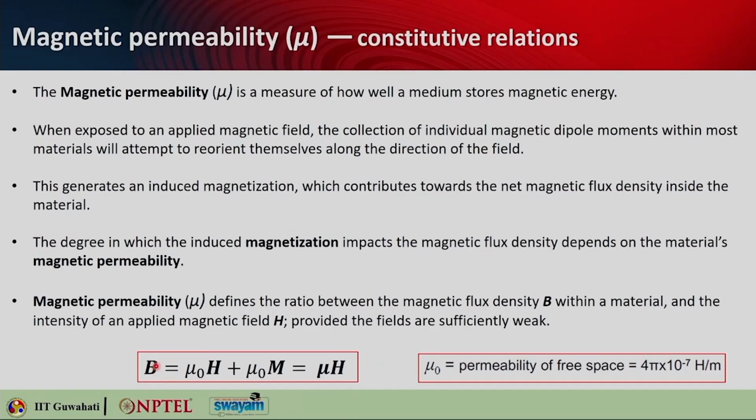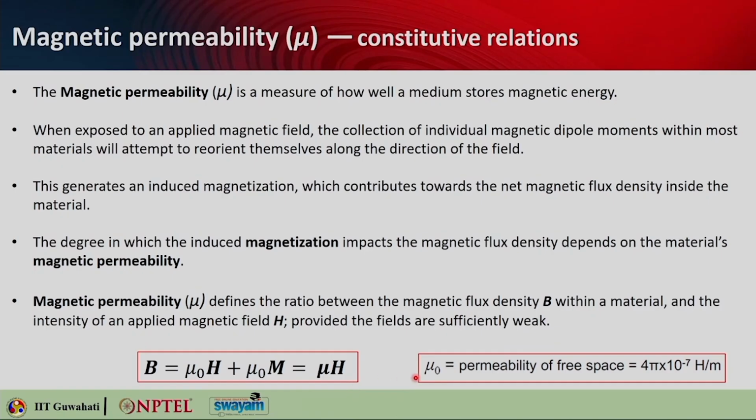You can write B equals mu naught H plus mu naught M, but usually in the optical field we talk about materials which do not contain magnetic properties, so you can take magnetization as 0 and remove this. Rather, mu r is basically 1, so you can remove this and simply write B equals mu H.